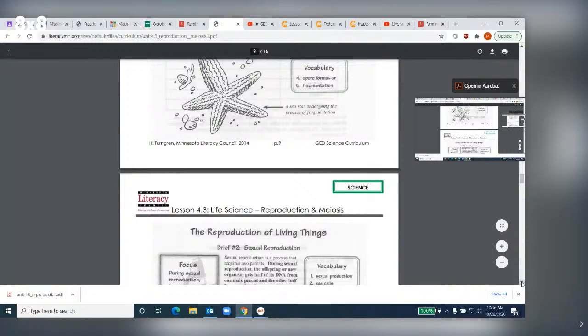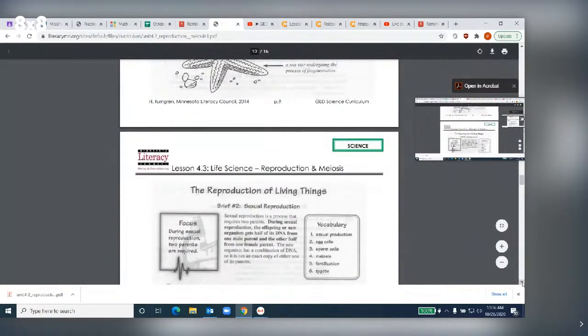Okay, so sexual reproduction, two parents. So if you can remember, asexual is one, sexual is two. Okay, so sexual reproduction is a process that requires two parents. During sexual reproduction, the offspring or the new organism gets half the DNA from one male parent and half from one female parent. So the new organism is a combination of DNA. So it's not an exact copy of either one of its parents. As you guys know, we have traits from both our mom and dad. Okay.